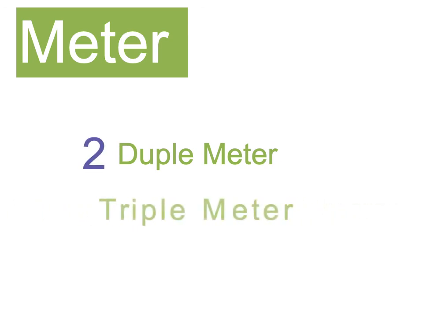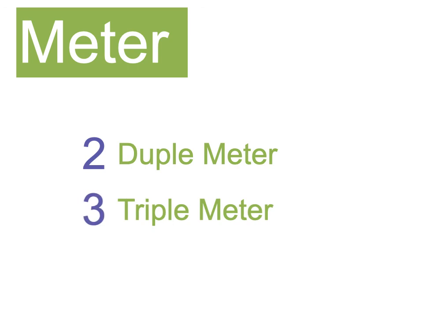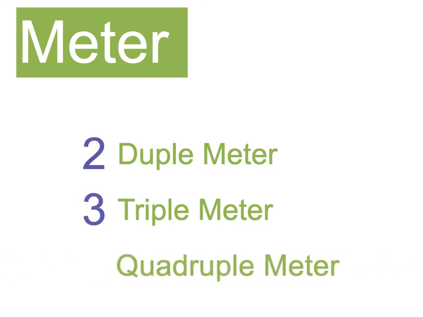So that's our review of simple meters. And the three types are duple meter, having to do with the number 2, triple meter, 3 pieces in our pattern, and a 4-piece pattern is called quadruple meter.